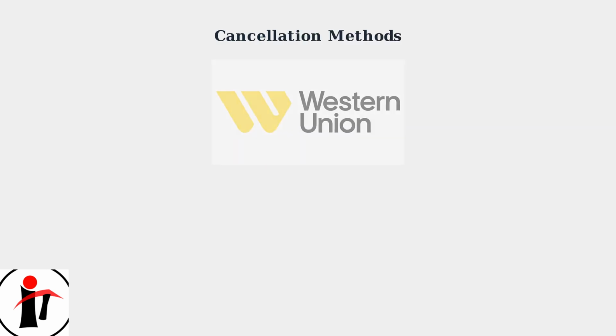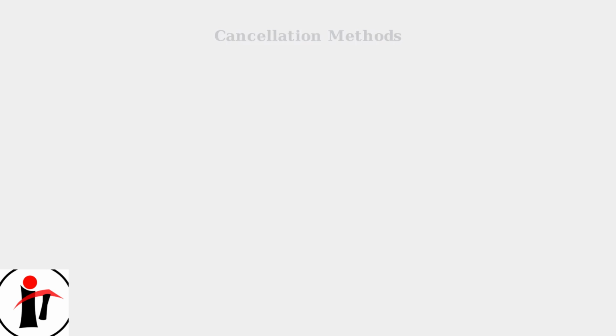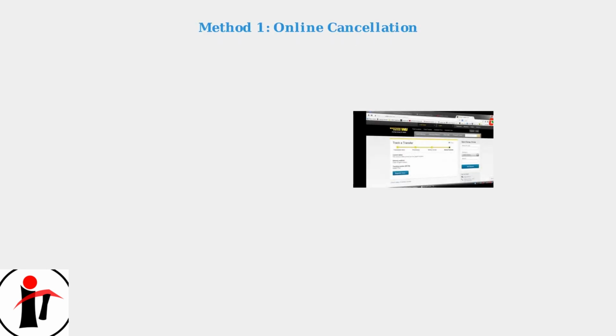Western Union offers 4 convenient ways to cancel your money transfer. Each method has specific steps and requirements. Method 1. Online cancellation through the Western Union website. This is the most convenient option for many users.